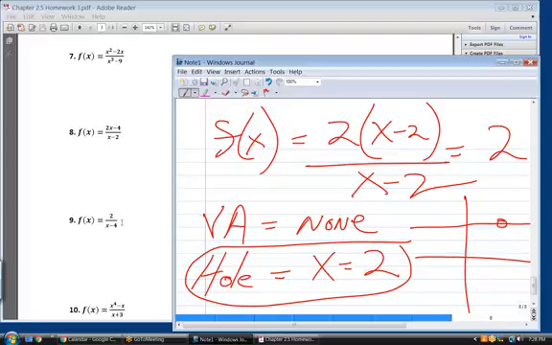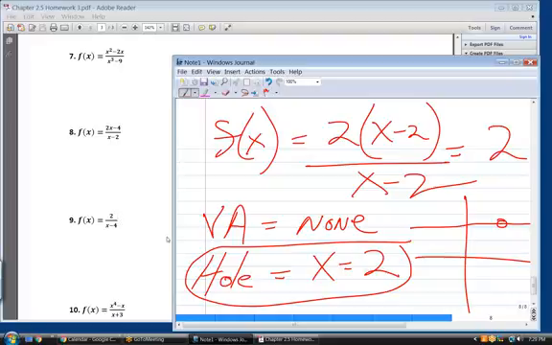What's the vertical asymptote or the domain on 9? Quick version. All real numbers except 4. What's the vertical asymptote? The vertical asymptote would be x equals 4. Now what's the horizontal asymptote? That would be y equals 0.